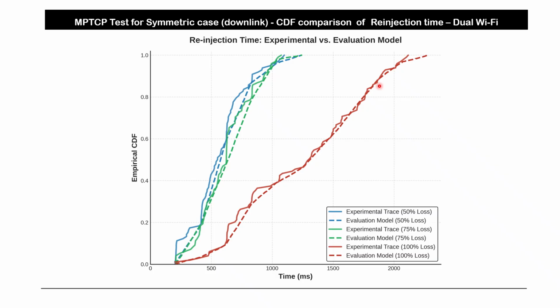All the dashed lines represent the empirical CDF that we expect from our evaluation model, which means our mathematical model. From this plot we can easily say that our evaluation model successfully predicted the empirical data.